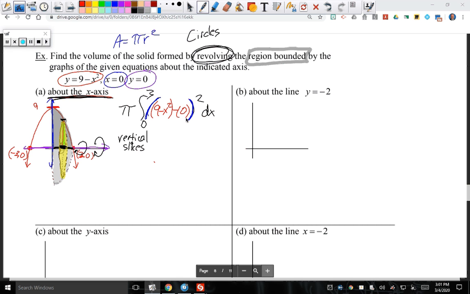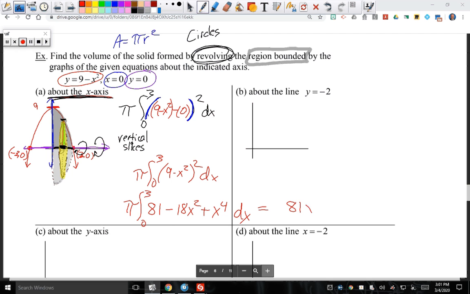If I simplified it from here, it would be 0 to 3, (9 minus x squared) quantity squared. I can't do u substitution because there's no 2x anywhere. So this would FOIL out to this if it was without a calculator. And then it would be 81x minus x cubed over 3, and then x to the 5th over 5, evaluated from 0 to 3, and whatever you get, multiply by pi at the end.